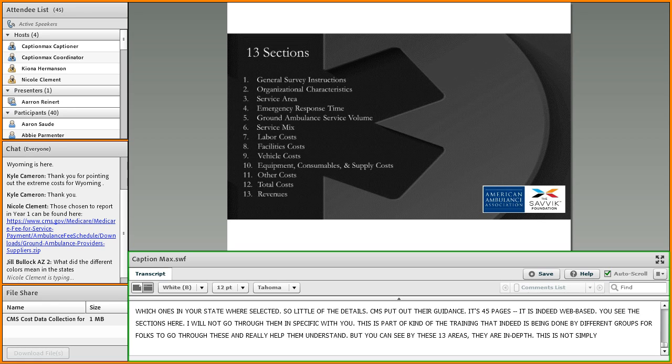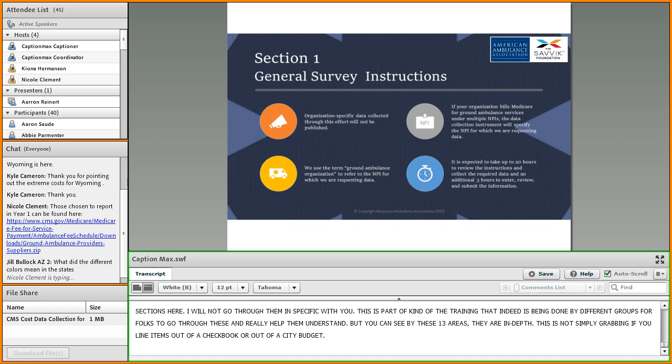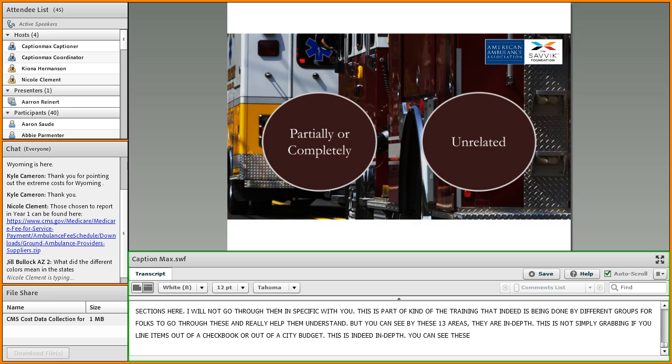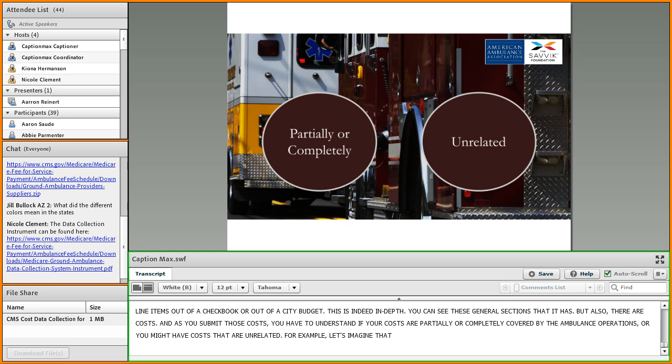So, a little of the details. CMS put out their guidance. It's 45-some pages, 13 sections. It is indeed web-based. You see the sections here. I won't go through them in specific with you. This is part of the training that indeed is being done by different groups for folks to go through these and really help them understand. But you can see by these 13 areas, they are in depth. This is not simply grabbing a few line items out of a checkbook or out of a city budget. This is indeed in depth.